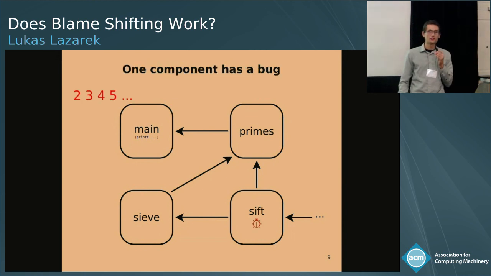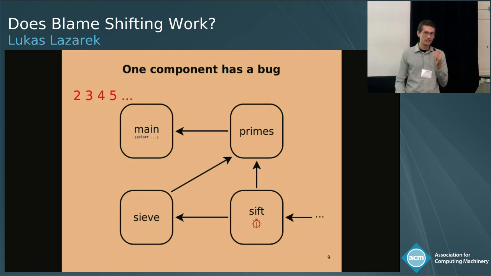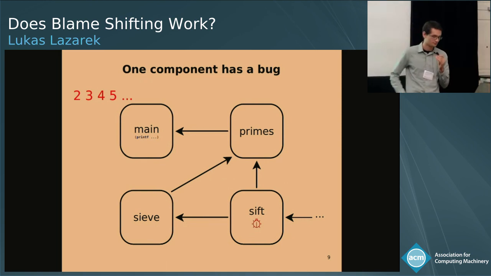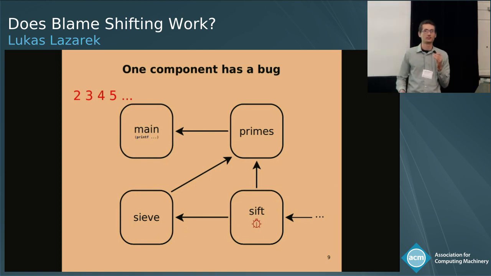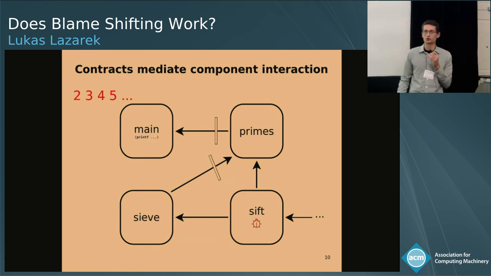Now suppose that one of these components, the sift component, has a bug that we're interested in finding. By bug here, I mean a mistake that the programmer made in the source code of that module, like typing a plus instead of a minus. And this bug manifests as the program printing out a stream of numbers that contains non-prime numbers. One thing we can do in the face of this problem is we can add contracts to our program.